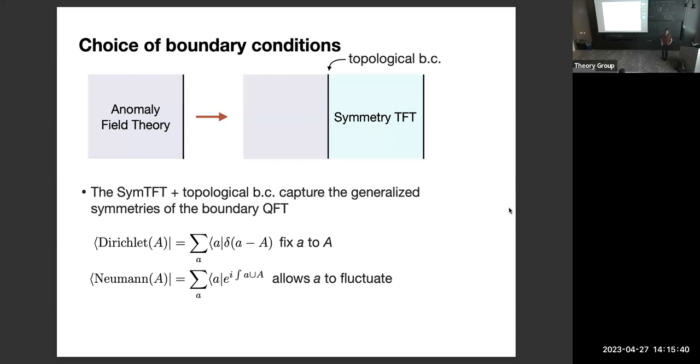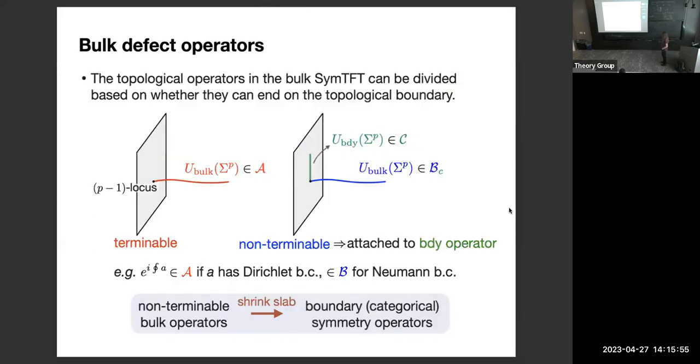But yeah, I mean, it's also a good statement because that's part of the reason that the symmetry TFT is so useful. Maybe one way to think about it is like the version of anomaly inflow for non-invertible symmetries. That's certainly a valid perspective. So I have the symmetry TFT and it itself has its own set of topological operators, right?